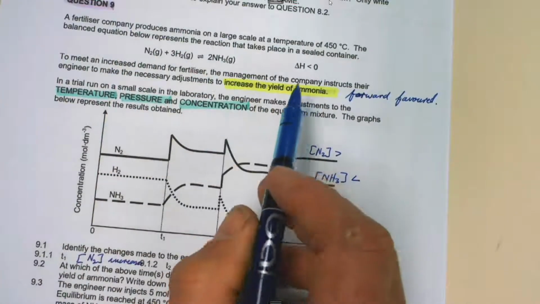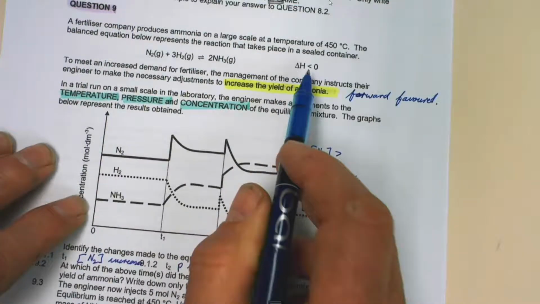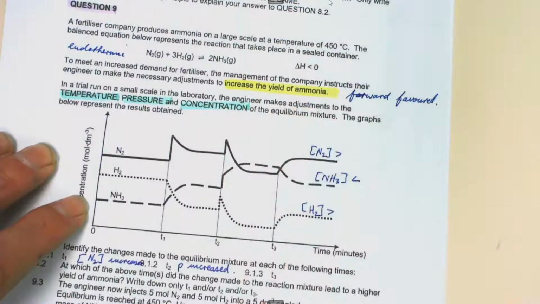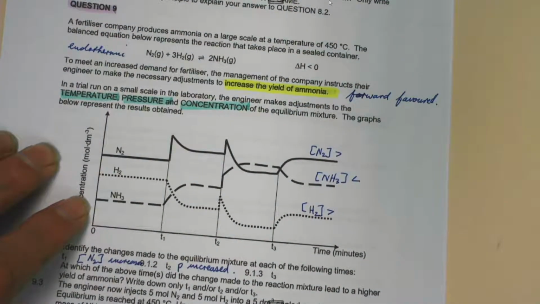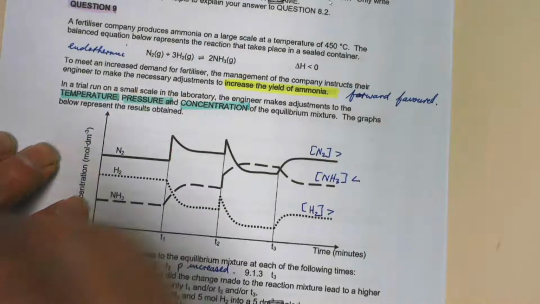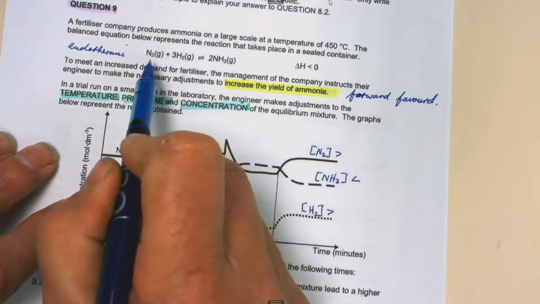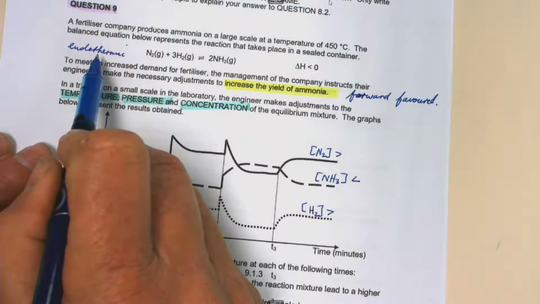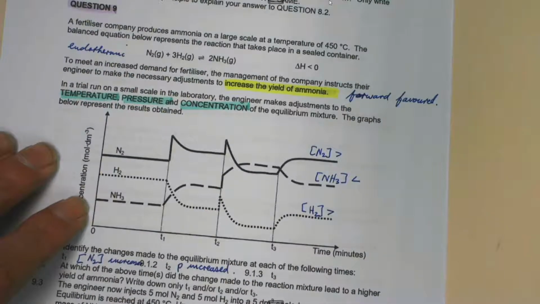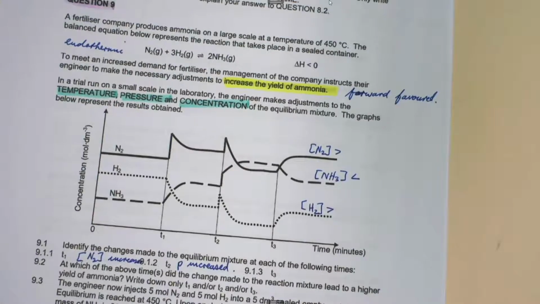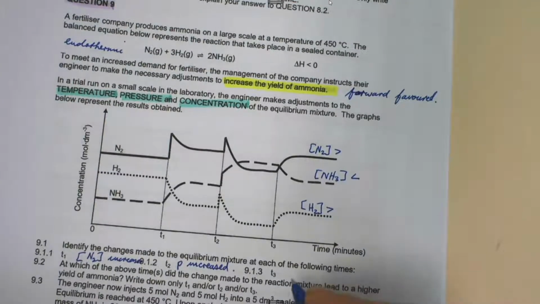So the reverse reaction, if I look there, will be endothermic, because that delta H smaller than 0 tells me the forward reaction is exothermic. So if the reverse reaction was favored, it means the endothermic reaction was favored. How do I favor the endothermic reaction? By increasing the temperature. So here temperature was increased.